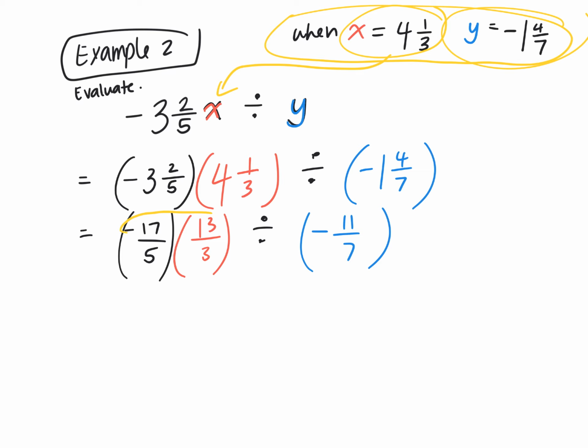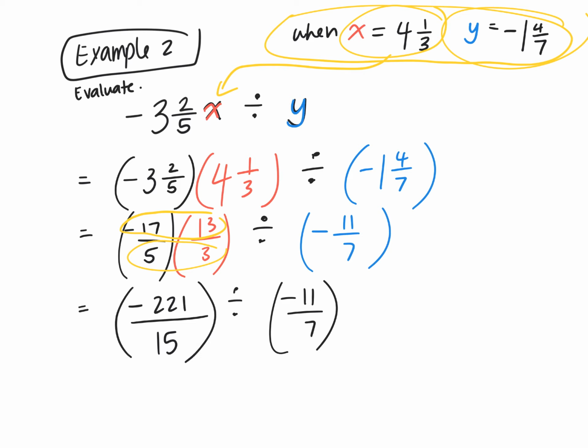Okay, so we multiply these two. Negative 17 times positive 13. A negative times a positive is a negative. What's 17 times 13? 221. And then we multiply what? 5 times 3 is 15. And we have to divide that by negative 11 over 7. But when we are dividing fractions, what do we have to do? Multiply by the reciprocal. So negative 221 over 15 times, what's the reciprocal of 11 over 7?